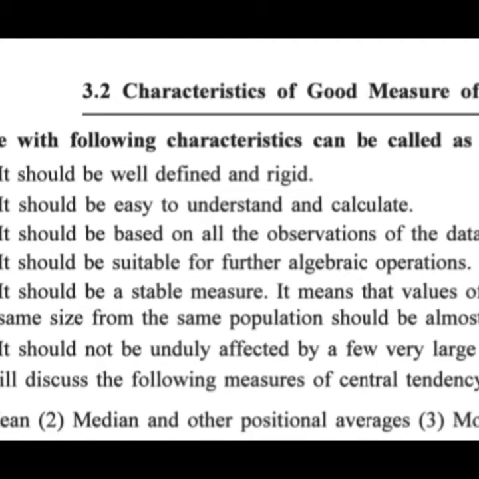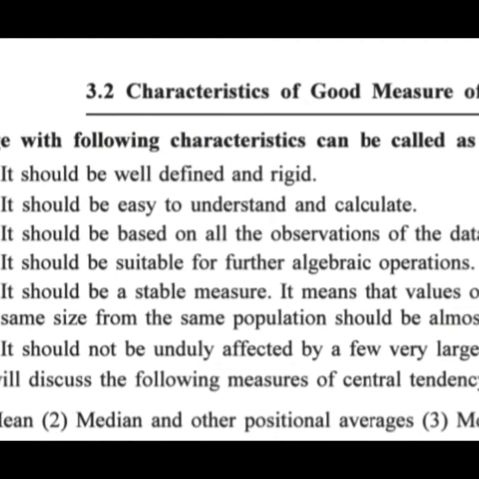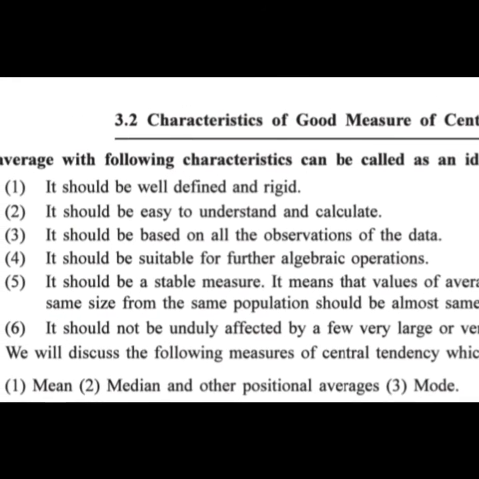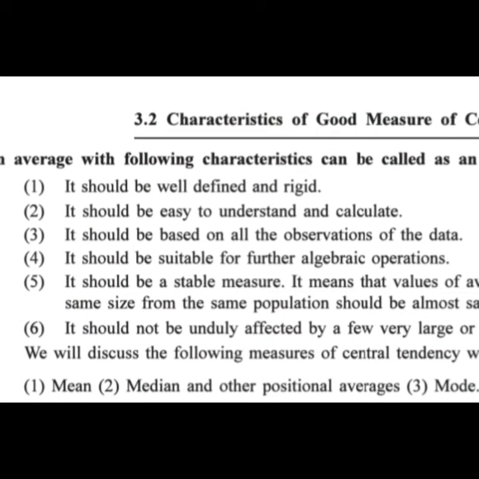See the third one, it should be based on all the observations of the data. Yes children, while we talk about the measure of central tendency, or you can say an average, you would find all the data are used in its calculation. There shouldn't be any kind of data that is actually set aside. In a good or ideal average, you would find all the observations should be in use. So when all the observations are used, we can say that the average is very well defined, and has a good characteristic, right?